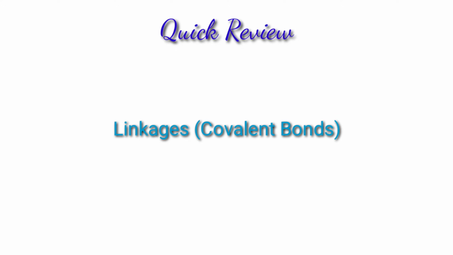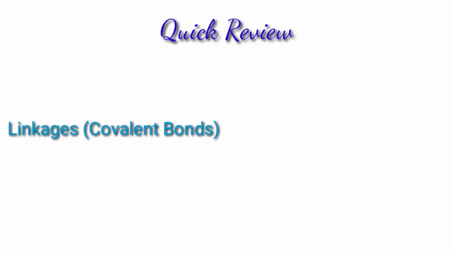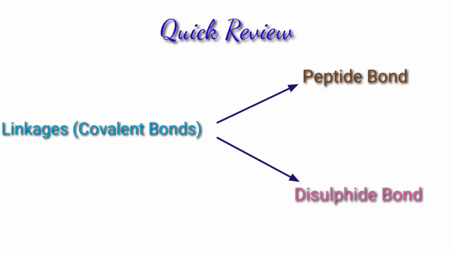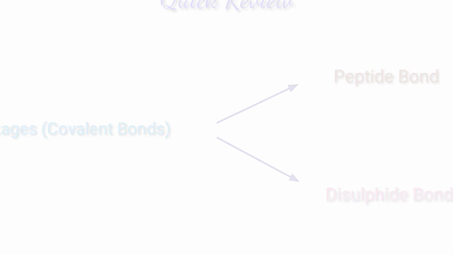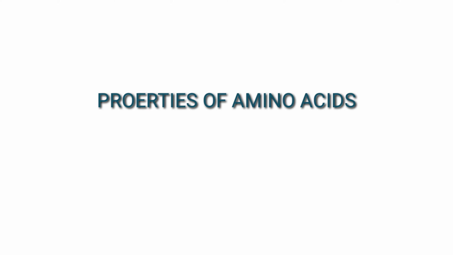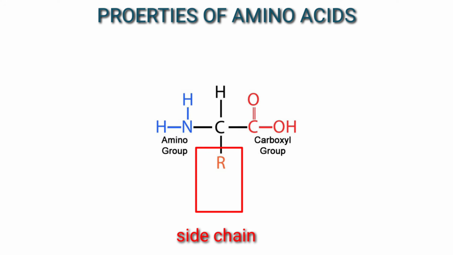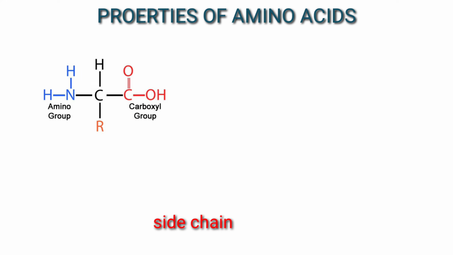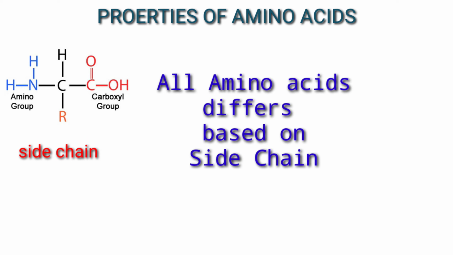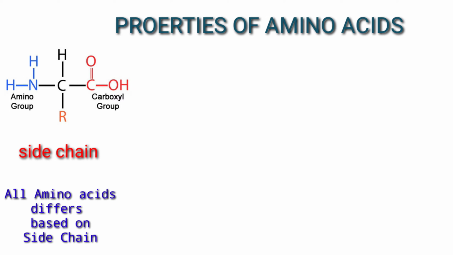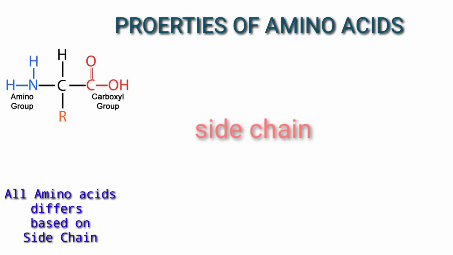So friends, after studying linkages in amino acids, those are covalent bonds. The first one was the peptide bond between the amino group and carboxylic group, and the other one was the disulfide bond between cysteine and cysteine amino acids. We are moving forward to the properties of amino acids. These properties vary on the basis of the side chain present in an amino acid. All amino acids differ from each other on the basis of their side chain, so obviously the properties are dependent on the side chain.